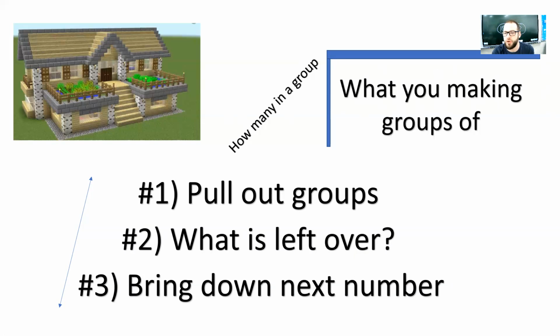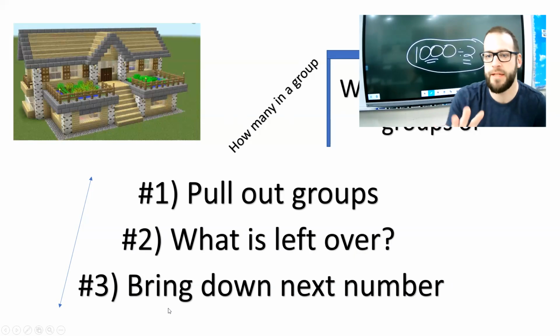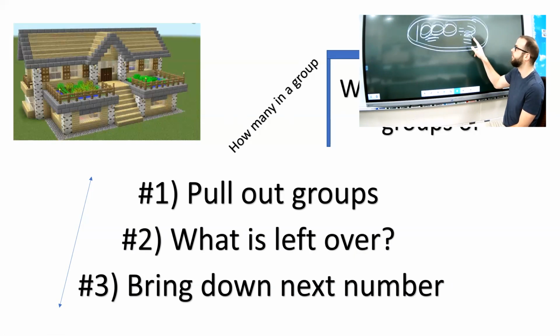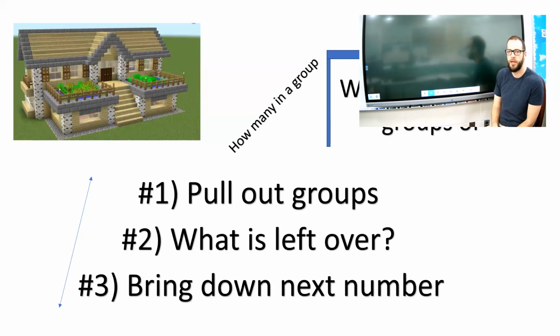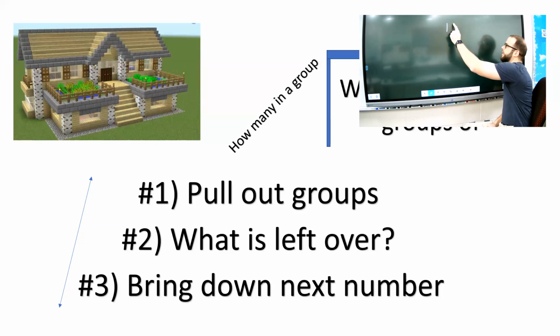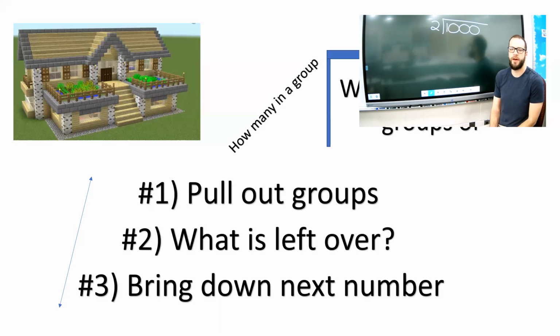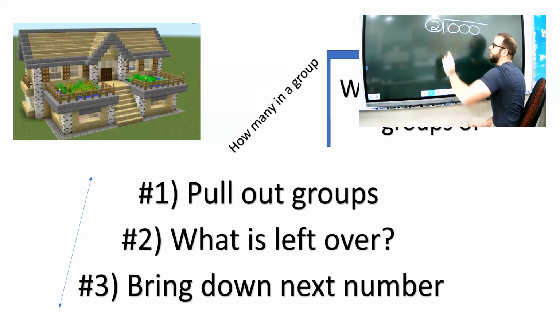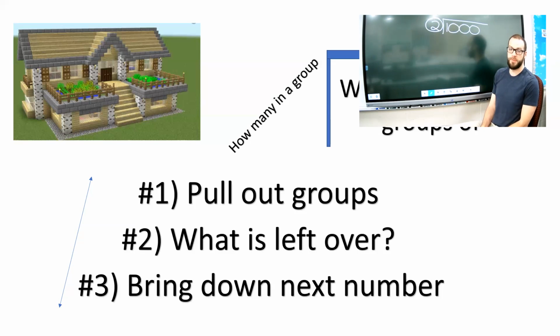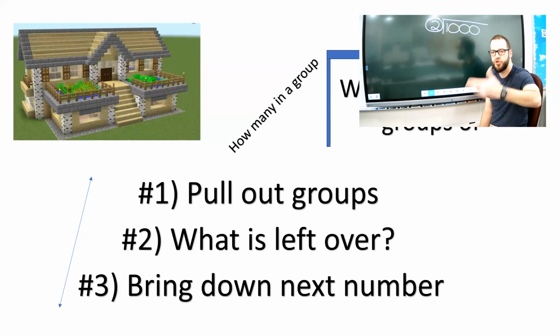Now, it'd be much easier if I show you what I'm talking about. So right now, you still don't have to do anything. Just pay attention. 1,000 divided by 2. Let's see what that looks like. You're going to take your 1,000 and put it inside of the house, and you're going to divide it by 2. Now, what you do is you're going to pull out groups. What are we making groups of? Whatever this outside number is, that's what you're making groups of. So this is how many groups of 2 are in 1,000.